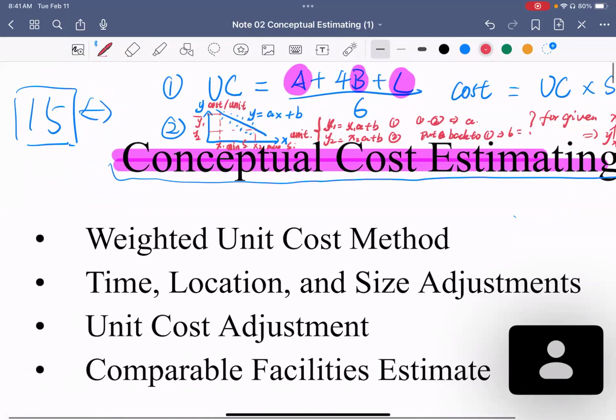I also asked you to do assignment 1. This is question 1, and this is question 2. Any questions so far for those two methods, and any questions so far for the assignment, please let me know.